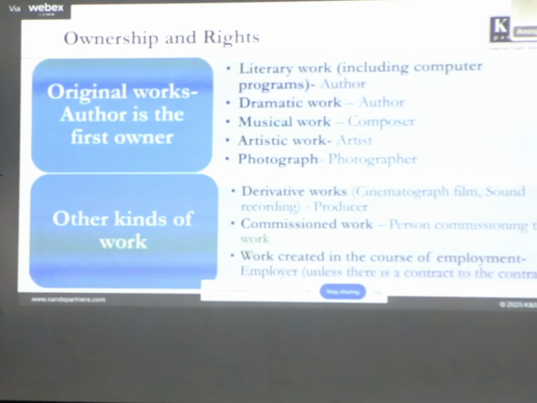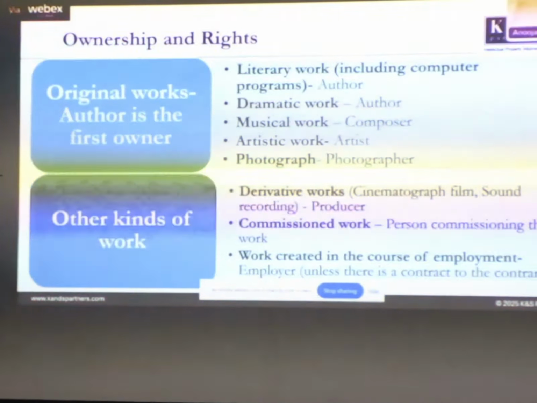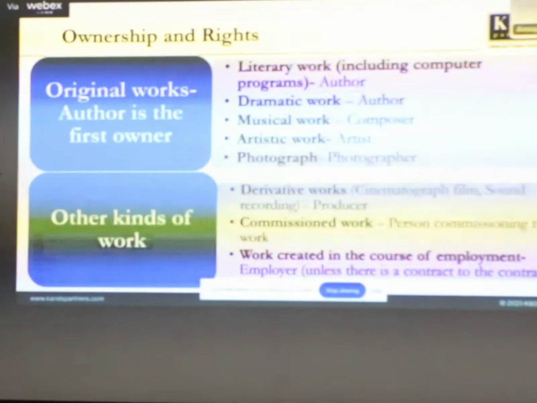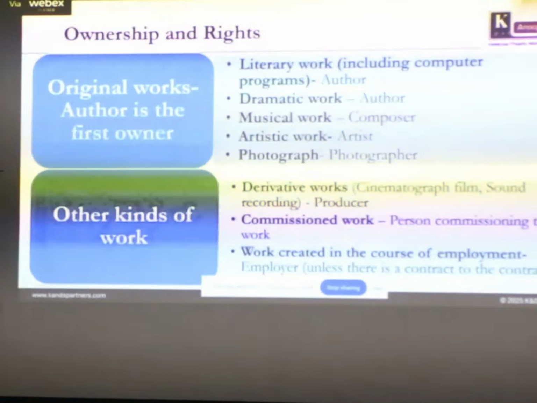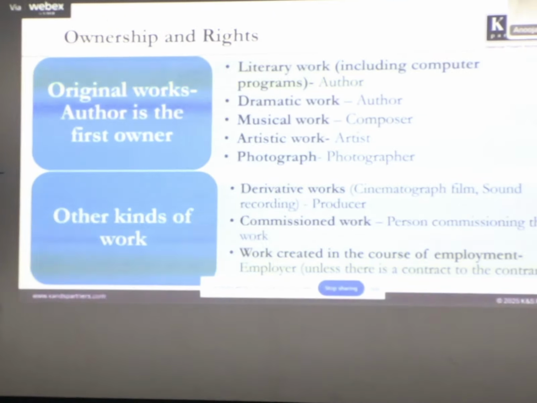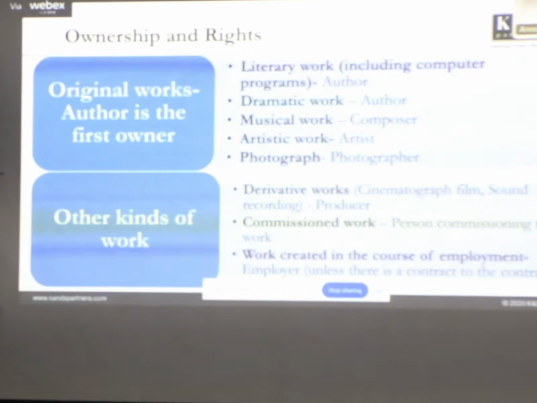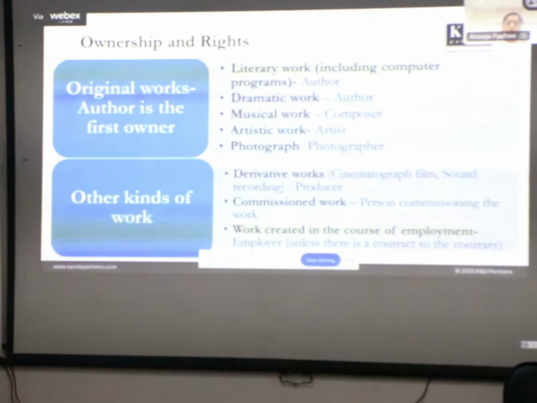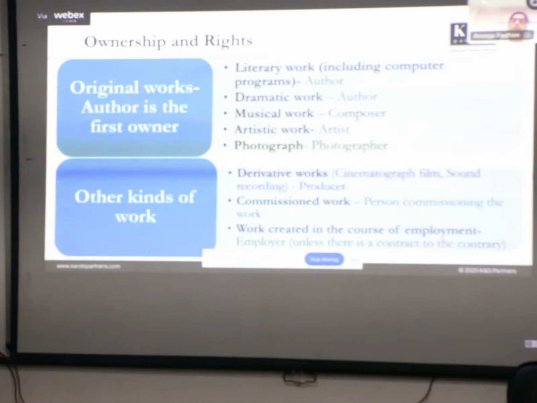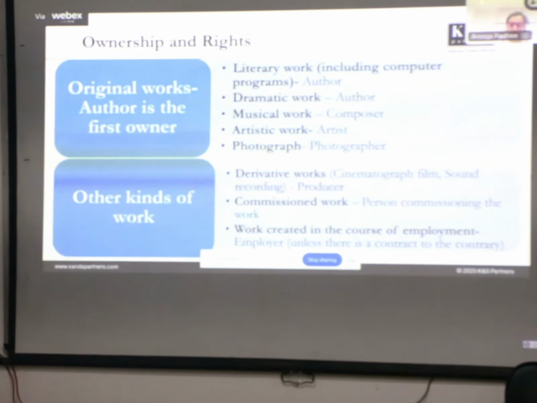Now there are some other kinds of work as well, right? Like derivative works, which include cinematograph films, sound recordings, etc. Now derivative works are when you use the original works to derive something and make another work out of it. For example, a cinematograph film contains dramatic work, it contains music, it contains a lot of other things. And the third part is where work is created in the course of employment. There it is the employer who is the owner of the work, unless of course there's a contract to the contrary.